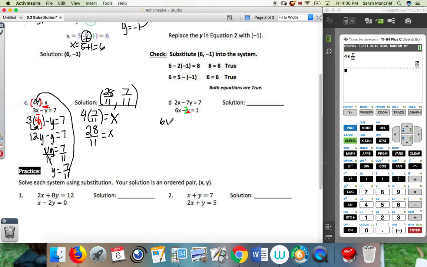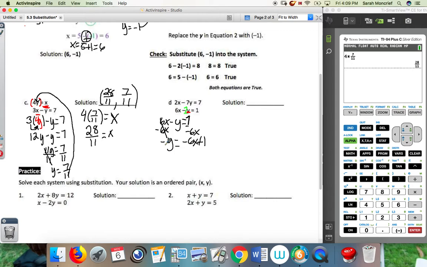So we have 6x minus y is equal to 1. What's the first thing we have to do in order to get y by itself? That's right, we have to subtract 6x. What happens on the left? Cancels, and now we have negative y is equal to negative 6x plus 1.